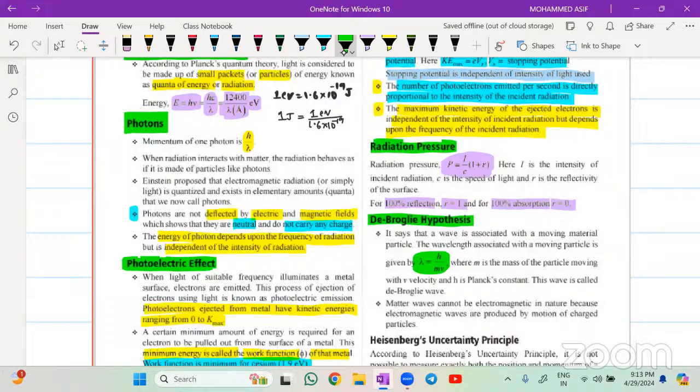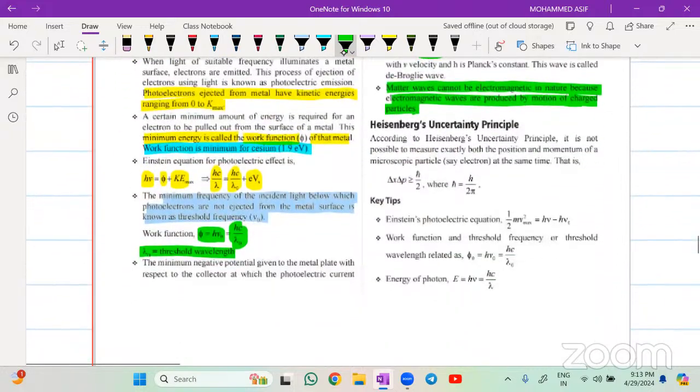Matter waves cannot be electromagnetic in nature because electromagnetic waves are produced by the motion of what? Charged particles, like the electric and magnetic field. This is very important, beta. Matter waves cannot be electromagnetic in nature because electromagnetic waves are produced by the motion of both electric as well as magnetic field. That Heisenberg's जरूरत नहीं है अपने को, don't bother about that one.